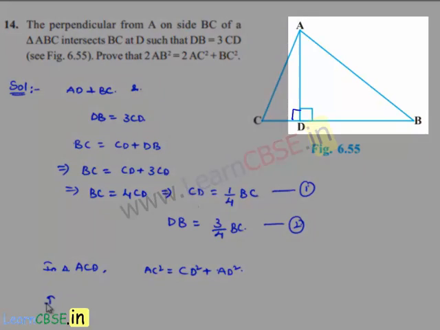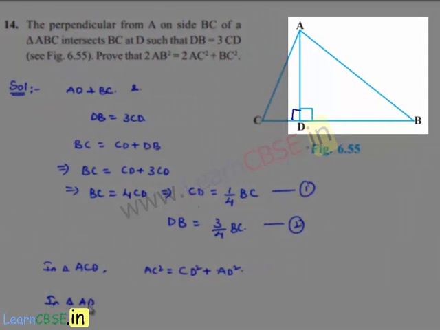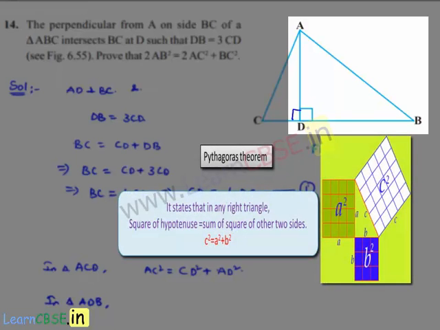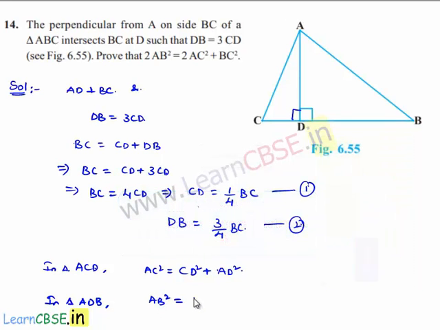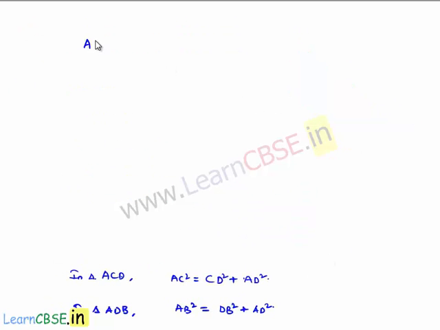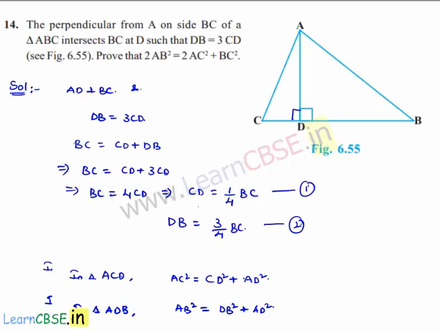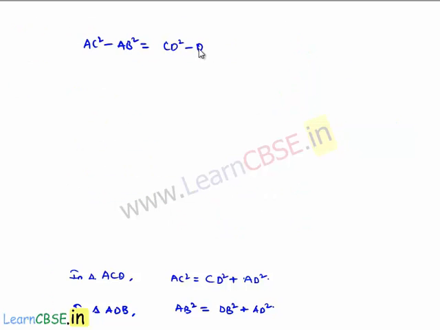Also, if we consider triangle ADB, it is also a right angle triangle as angle ADB is equal to 90 degrees. Square of hypotenuse, that is AB square, is equal to sum of square of other two sides, that is DB square plus AD square. So here we need to eliminate AD square. So let us subtract both the equations, then we get AC square minus AB square is equal to, AD square will be cancelled and we are left with CD square minus DB square.